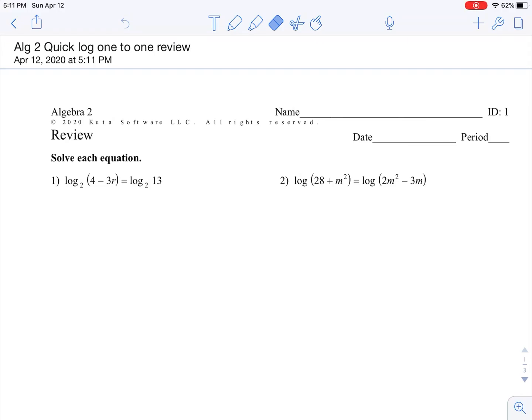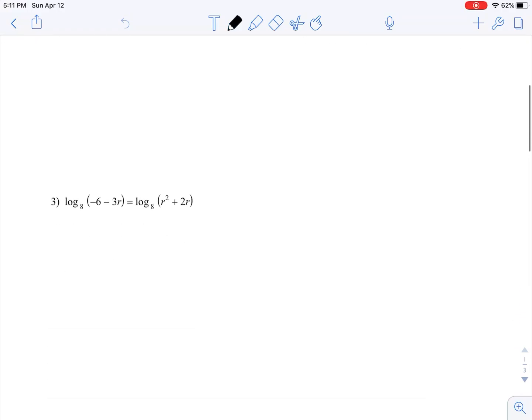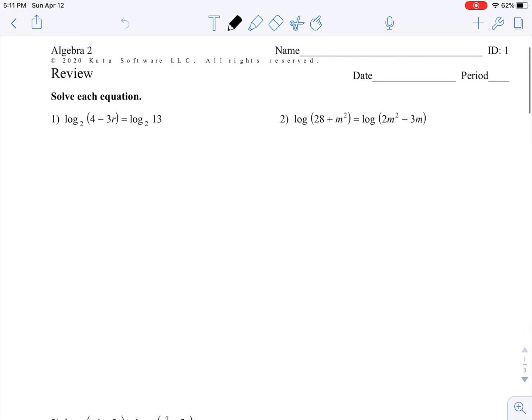Okay, this should be a quick review. Nothing new, just 3 problems here, and then you're going to take a little quiz on this. So it's solving the logarithmic equations. It's called the one-to-one property. The one-to-one property refers to the fact that if you have the same thing on both sides of an equal sign, there's certain instances where you're allowed to just cross them out, and that's what you do here.